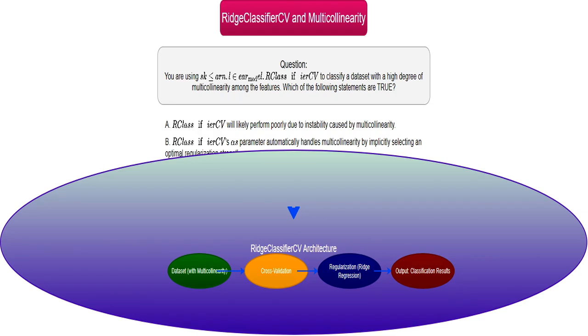The dataset used as input to RidgeClassifierCV. The critical part is that it contains multicollinearity. This means that some of the features, the columns of data used for prediction, are highly correlated with each other.